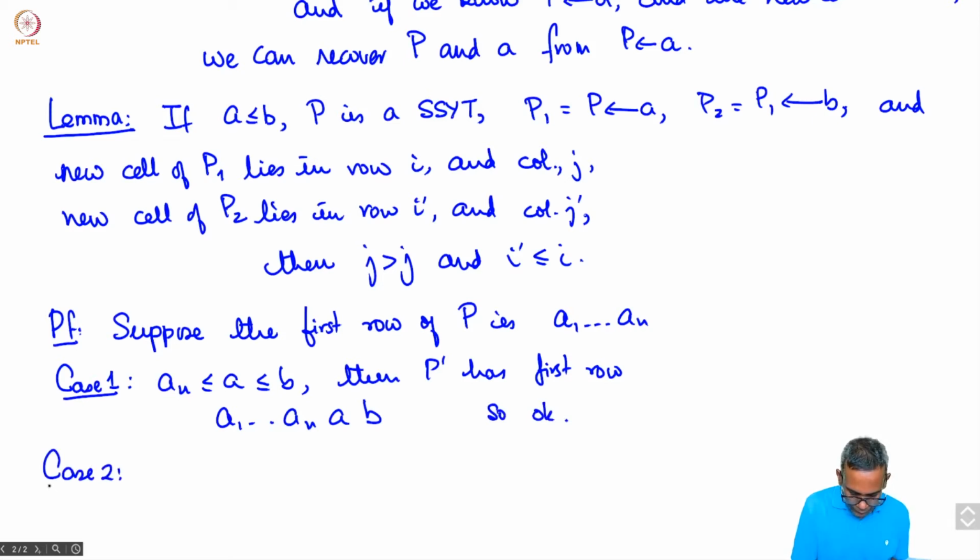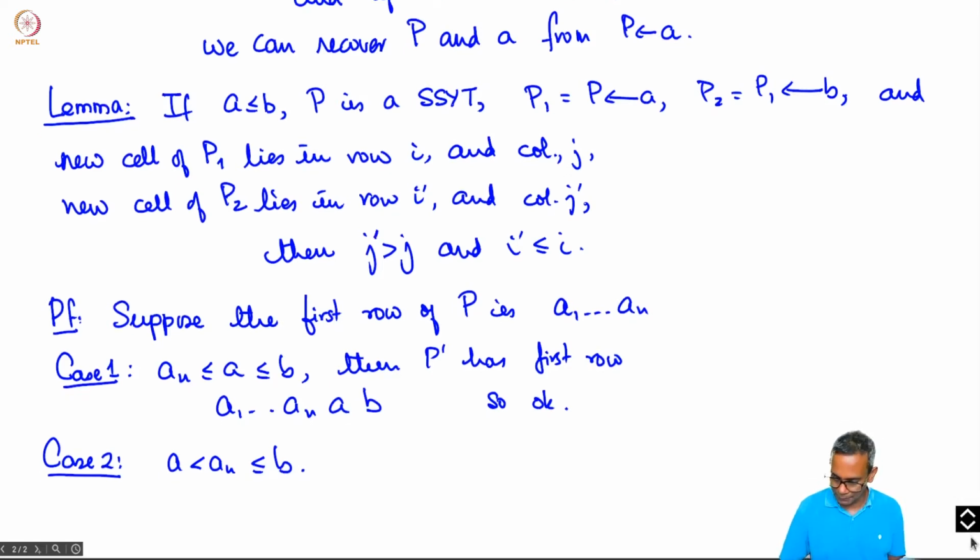Case 2: let's suppose that A is less than AN, but AN is still less than or equal to B. In this case, B still comes to rest at the very end of the first row, but when A is inserted, a new cell is created in one of the rows below the first row. And so again, it's clear that J prime will be strictly greater than J, and I prime will be less than or equal to I. In fact, in this case, I prime will be strictly less than I.